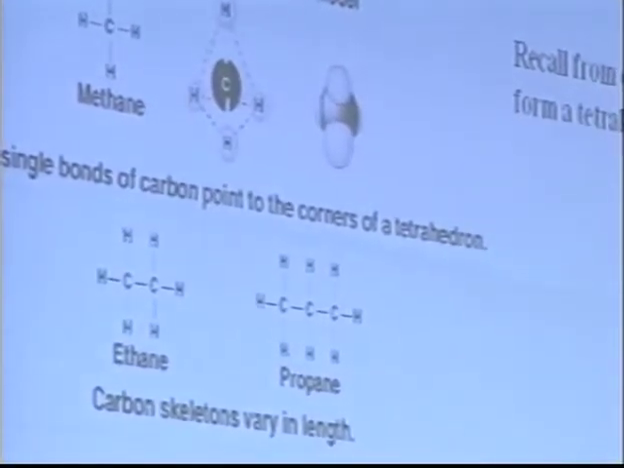Well, carbon can form skeletons of varying lengths, as is shown in the second part of this figure. Those carbon skeletons can be a few carbons, they can be thousands, they can be millions of carbons. Okay? And those carbon chains are very stable structures.